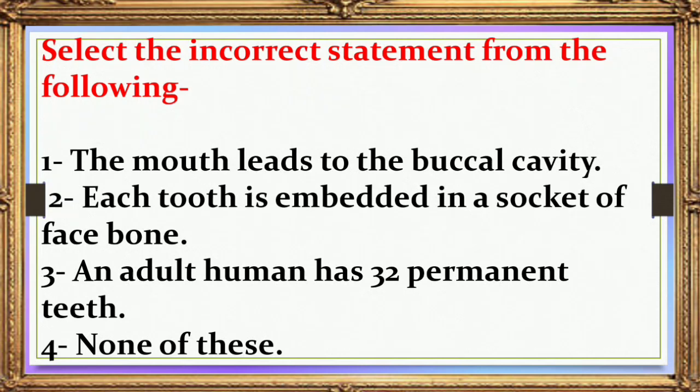So the first option is the mouth leads to the buccal cavity. Second, each tooth is embedded in a socket of face bone. Third, an adult human has 32 permanent teeth. Or fourth, none of these. So the answer is second, each tooth is embedded in a socket of face bone. It is not the face bone. Please find out from the NCERT and comment down which bone it is.